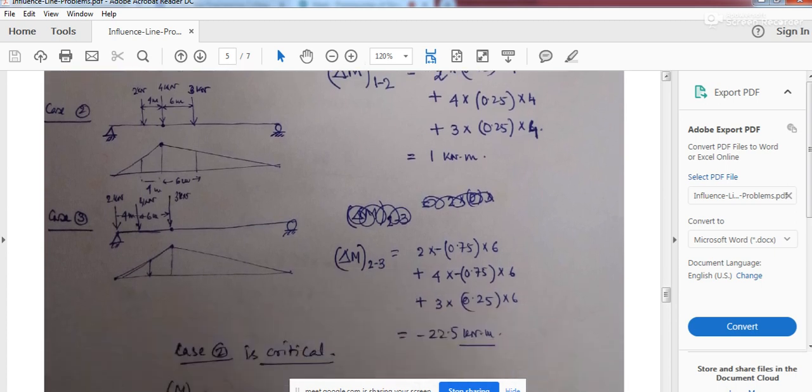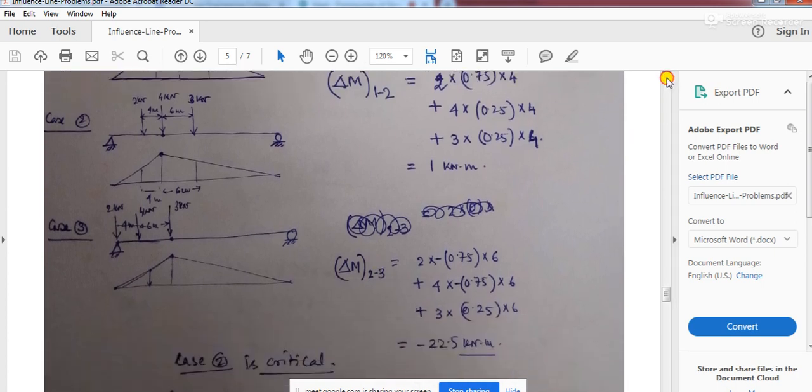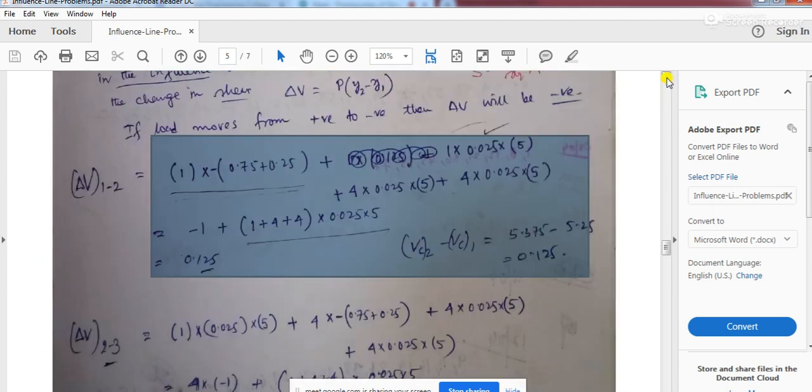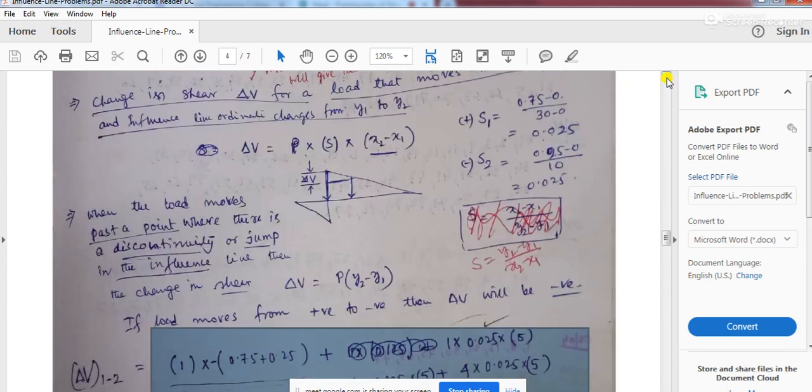First get your concept clear on this shear force problem. Please work out this problem at home, and if you have any doubt, ask me in the next class.